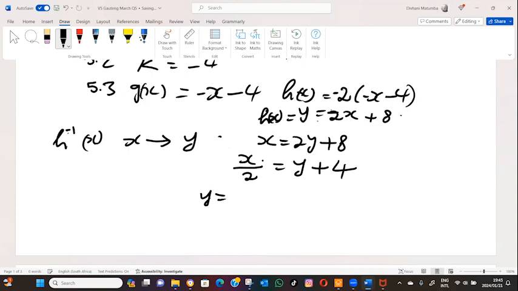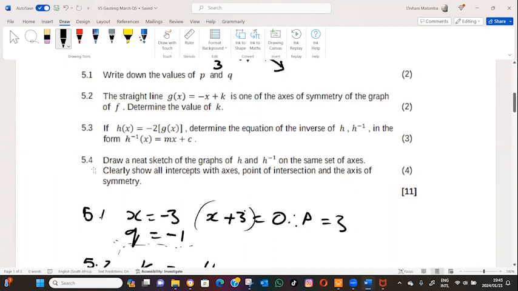Therefore, y equals x over 2 minus 4. I think this makes sense. If it does not make sense, please raise your hand. Now, let us go to 5.4.